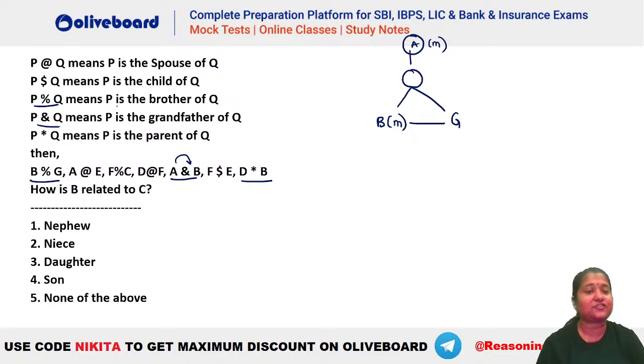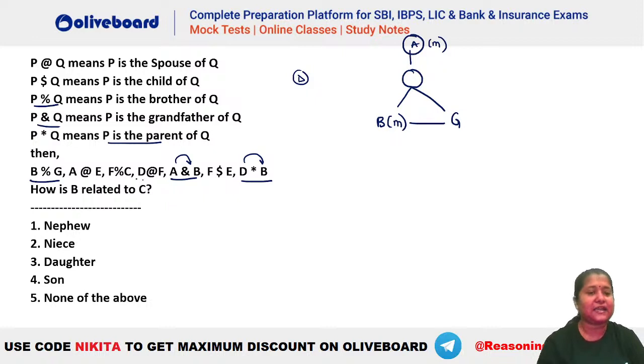Then we have D asterisk B. Asterisk means what? P is the parent of Q. So that means D has to be the parent of B. अब D is a parent of B, so there can be two possibilities. Either D can be this person who is the child of A, or D can be the son-in-law or daughter-in-law of A. तो D को हम थोड़ी देर बाद बनाएंगे. D इस वाले में, इस जनरेशन में आएगा.